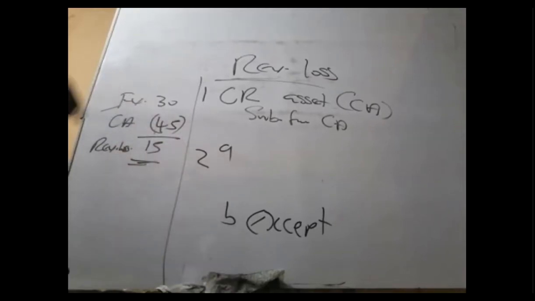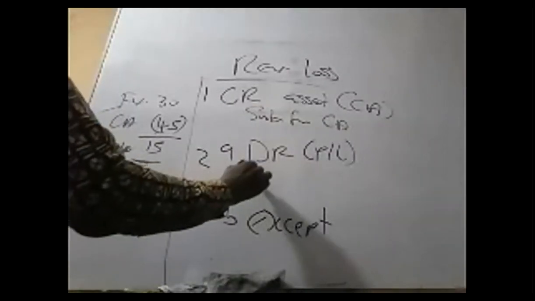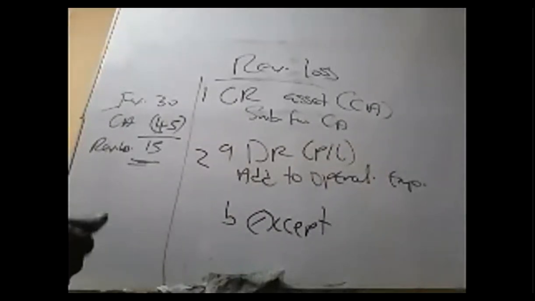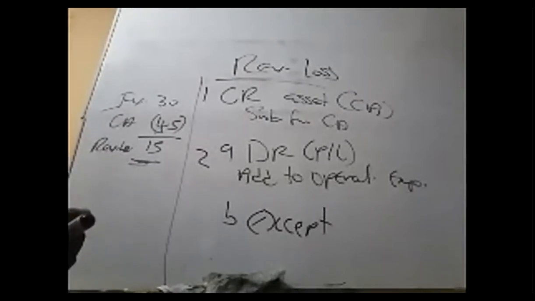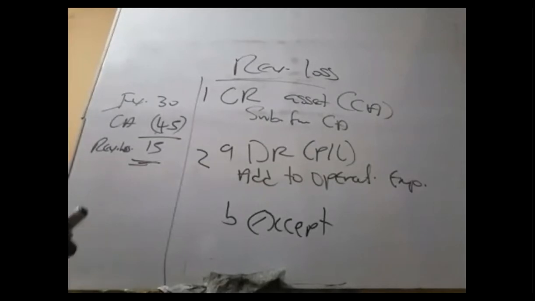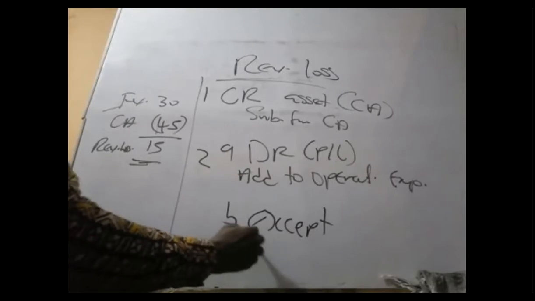Second, add it to your operating cost. So it's operating expenses. So debit your P&L. It simply means add it to your operating expenses. So revaluation loss is added to operating expenses, in short. Revaluation loss matches the expense in the year that incurred them. Now, except for situations where there was a previous gain.